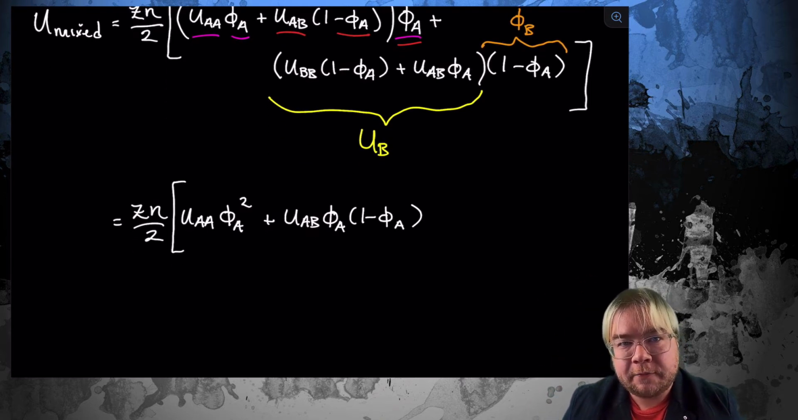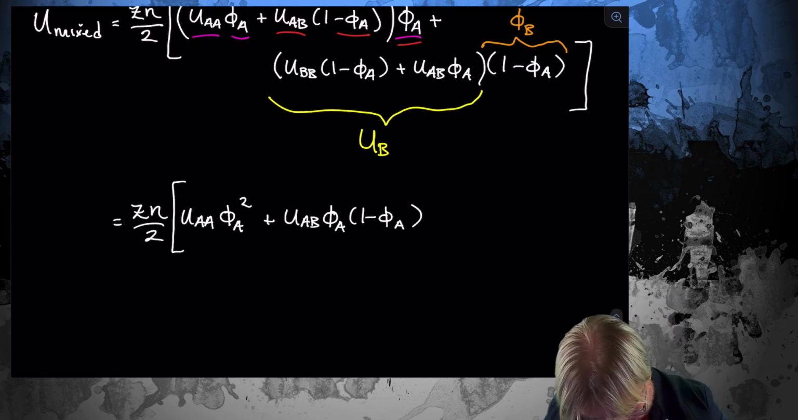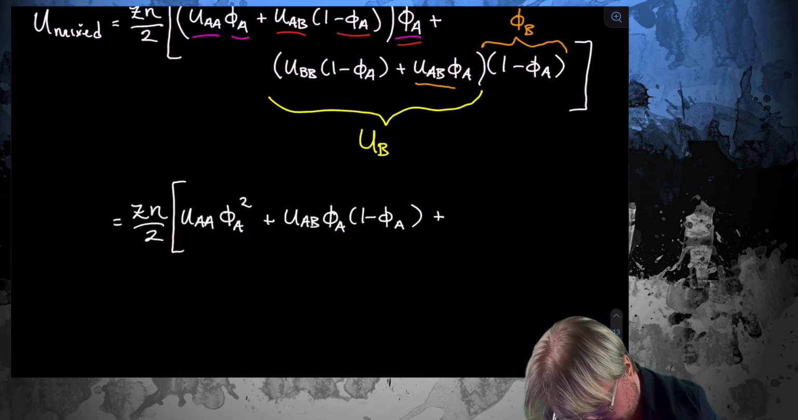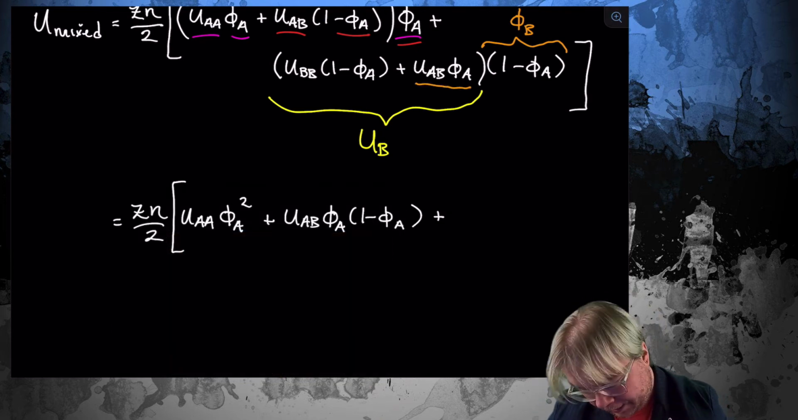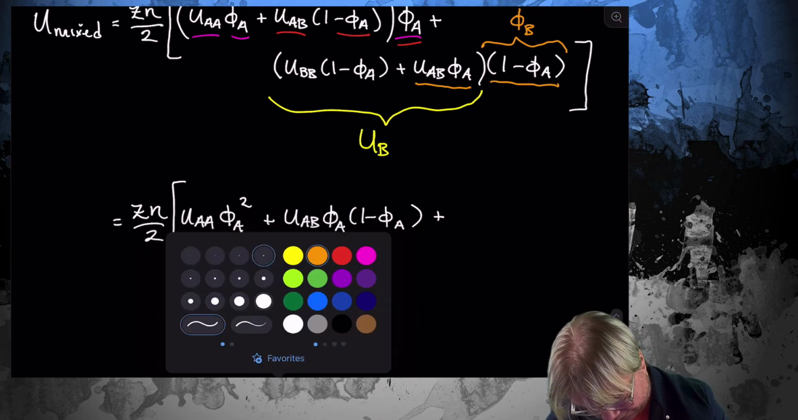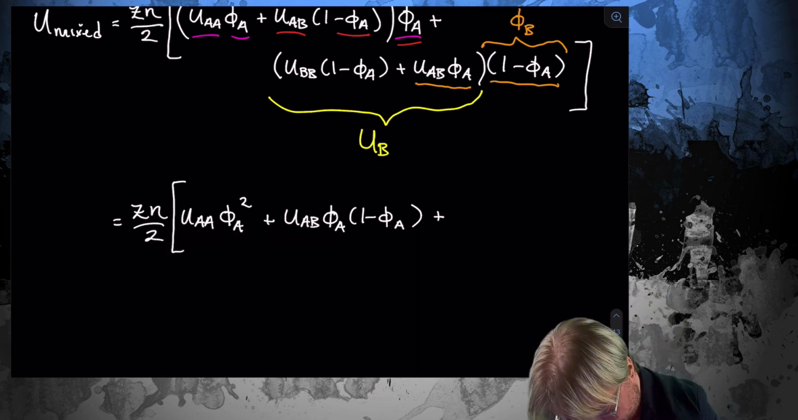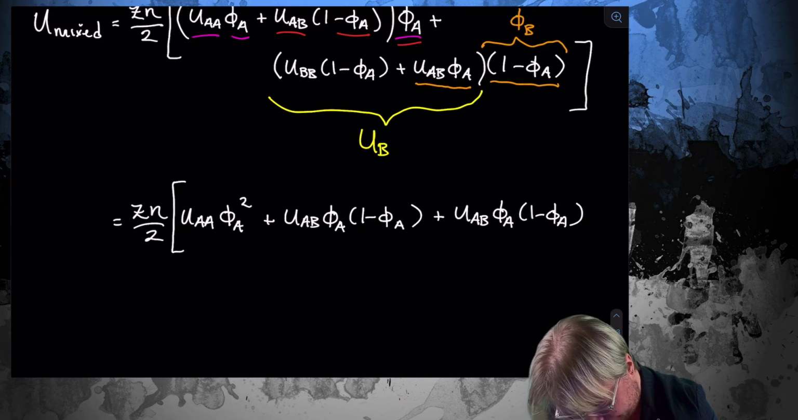And we'll just do the same thing with the second term. We'll expand that term with UBB. So we're going to get plus, let's look at this term first. We've got UAB times phi A times 1 minus phi A. So it's actually the same term that we just got. So we've got UAB phi A 1 minus phi A.